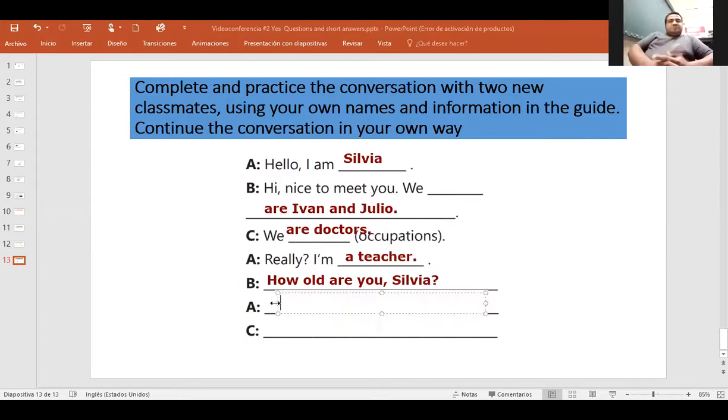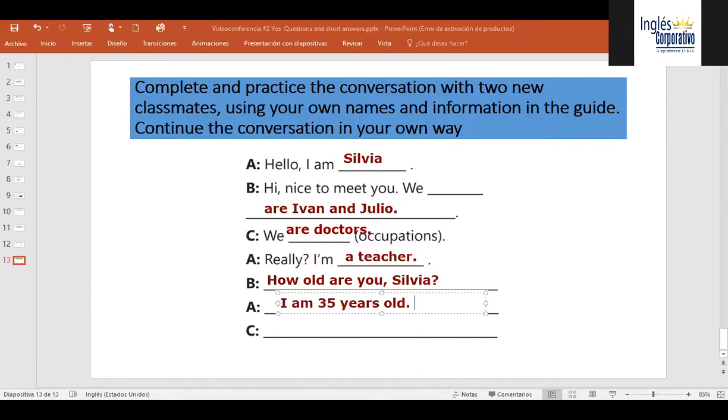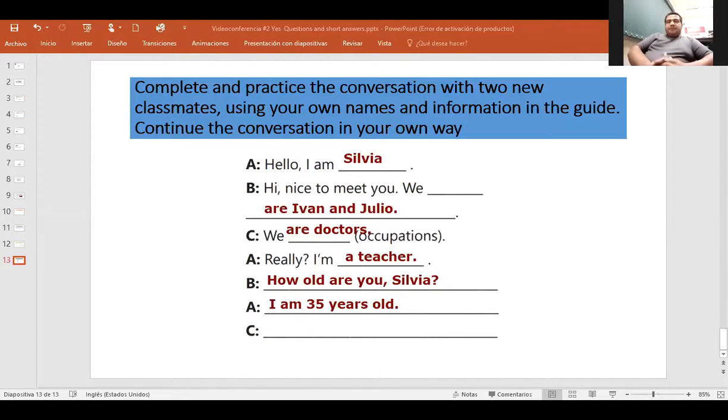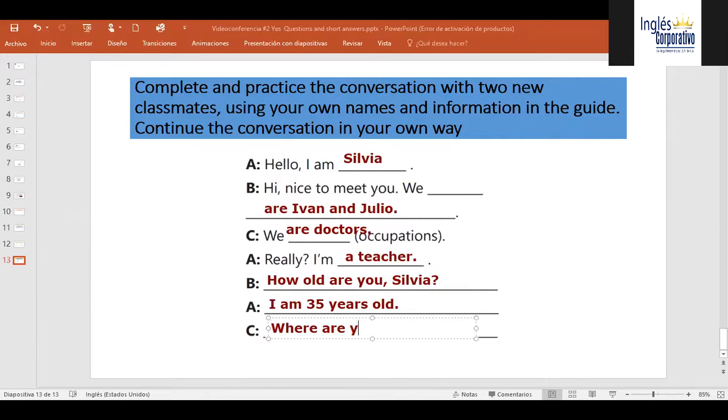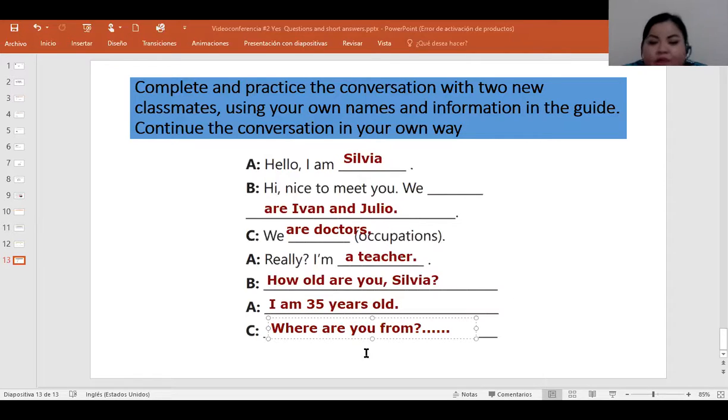I am 35 years old, right? How old are you, Silvia? I am 35 years old. ¿Qué me puede preguntar aquí, Iván? Where are you from? Very good. Esa es otra pregunta. Where are you from? Siguen ustedes con su creatividad. I am from Santa Ana. I am from San Miguel. I am from Cabañas. I am from New York City. It depends, right? Where I am from.